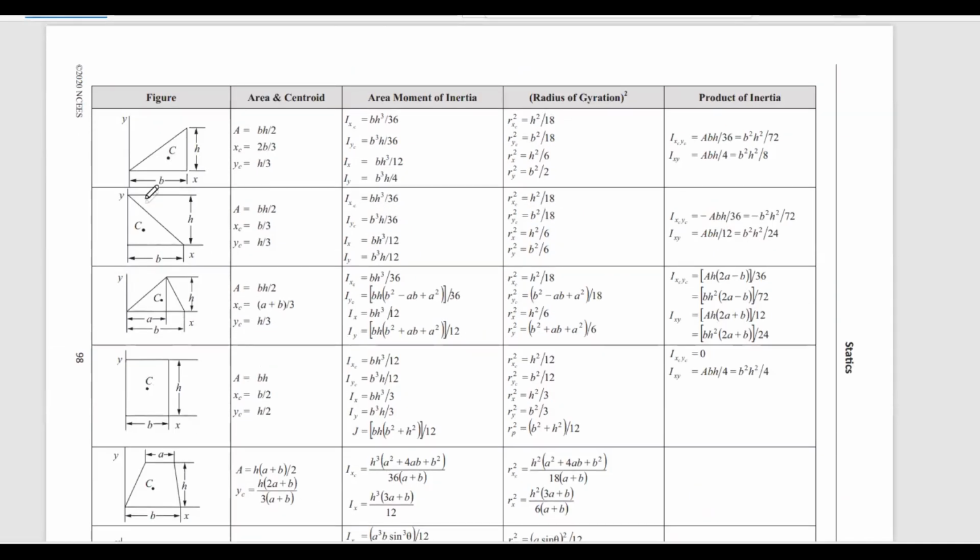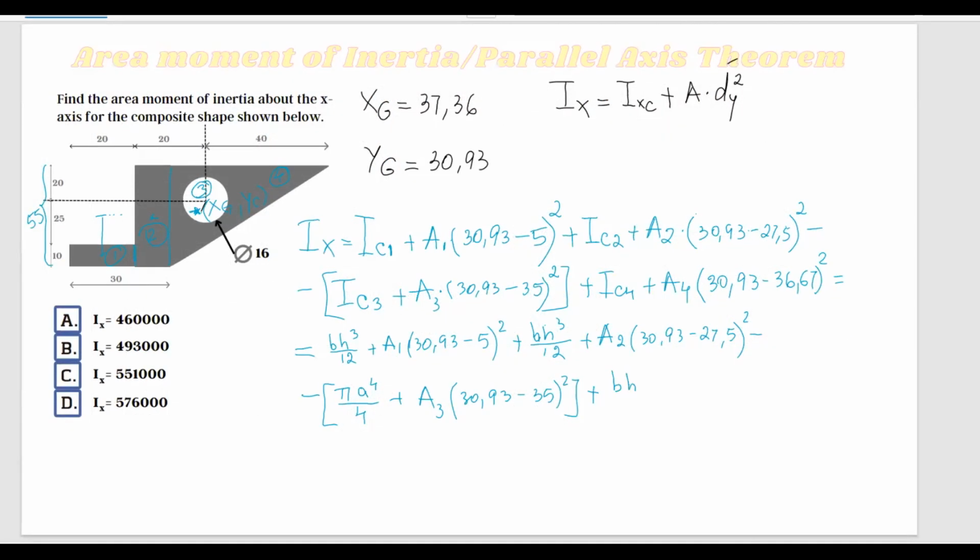and I'll go back here, the triangle Ixc, which is BH cubed over 36. BH cubed over 36 plus A4 multiplied by 30.93 minus 36.67 squared. So now the work to be done here is to substitute BH.